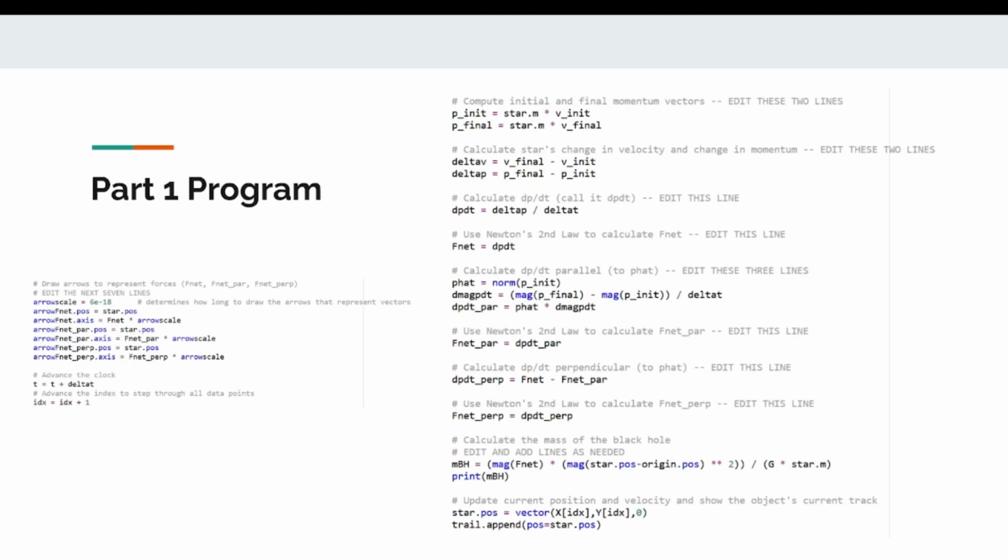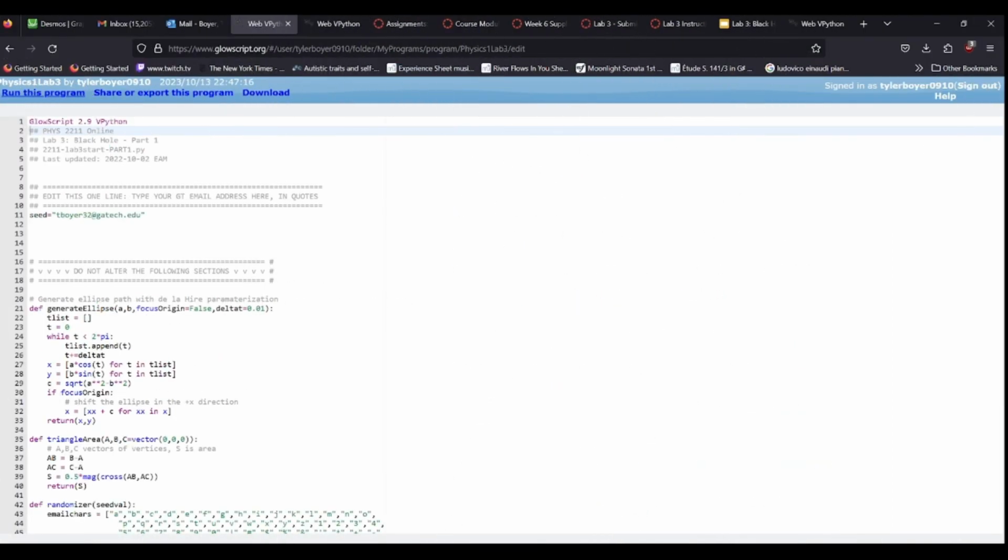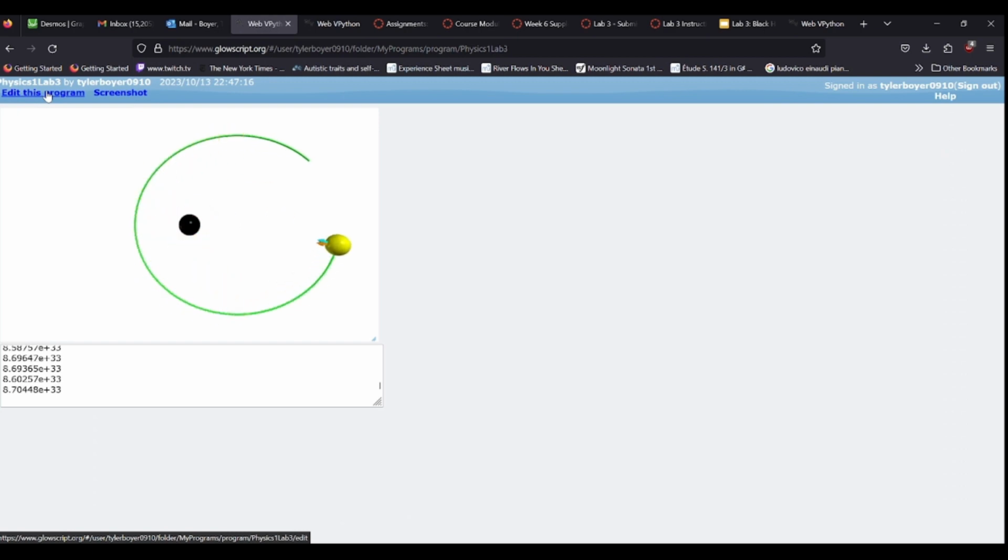And here we can see the code. If you look to the right, you can see all of the parts that went into finding the specific momentums and forces that ended up being used in the bottom equation to determine the mass of the black hole. To the left, you can see the code that we use to determine the arrows. So this simulation has been sped up to fit into the video, but that is our first part.